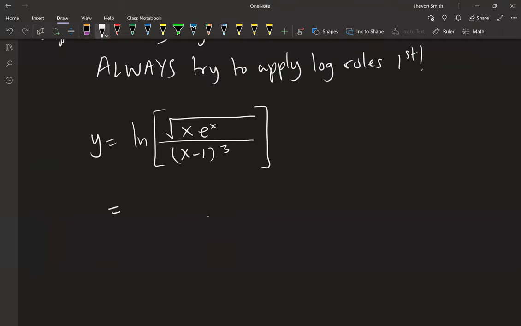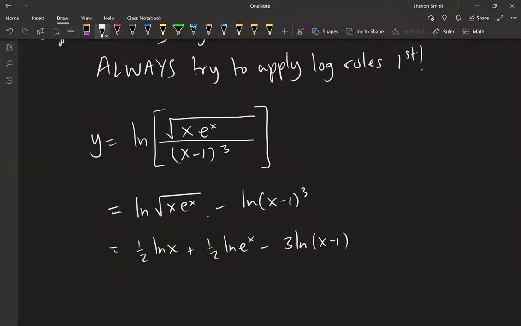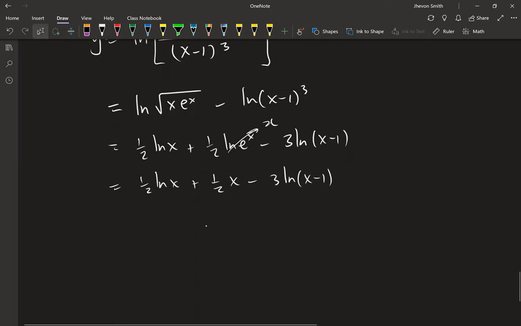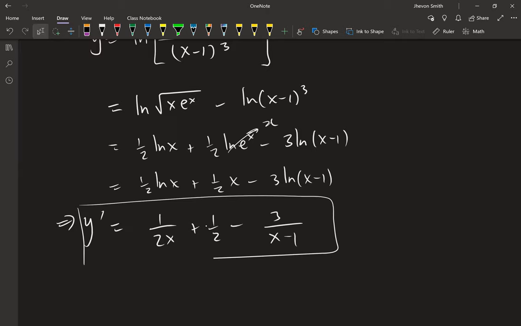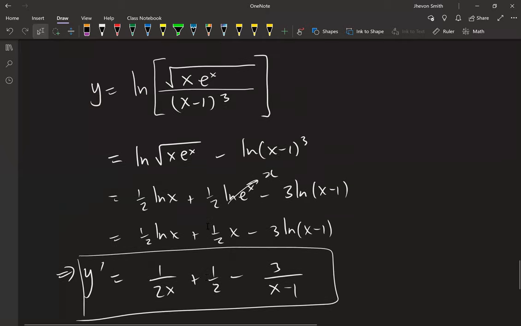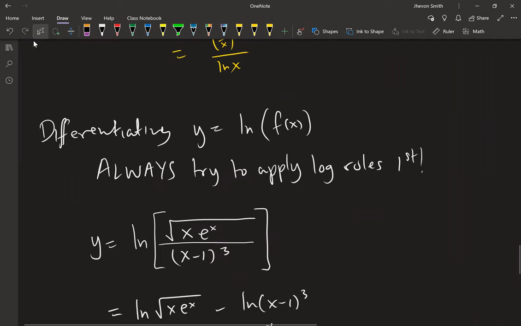So what I would do is first simplify. So this is ln of the radical of x e to the x minus ln of x minus 1 cubed. And so this would be half ln x plus a half ln of e to the x minus 3 ln of x minus 1. And so this is actually x. So this is actually 1 half ln x plus a half x minus 3 ln of x minus 1. And so you can more easily find the derivative of that. So this is 1 over 2x plus a half minus 3 over x minus 1. So I'd pretty much say, yeah, always do that.